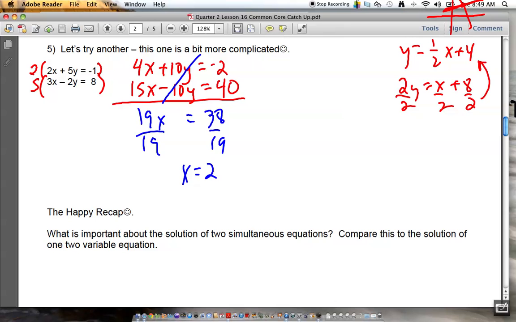I don't want the y to be negative, so I'm going to work on the equation where the y is positive: 2x plus 5y is negative 1. It makes no difference. It's just that you're more likely to make a mistake if it's going to be negative.